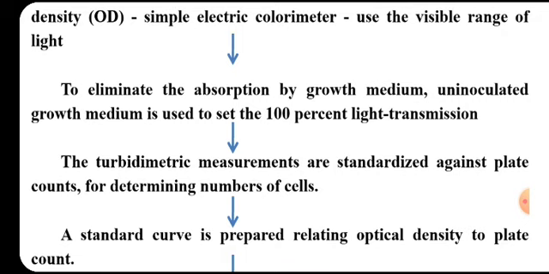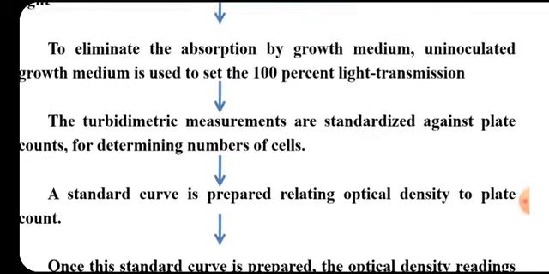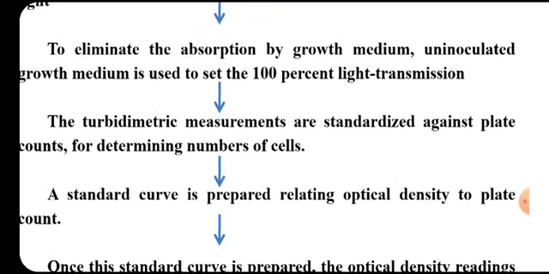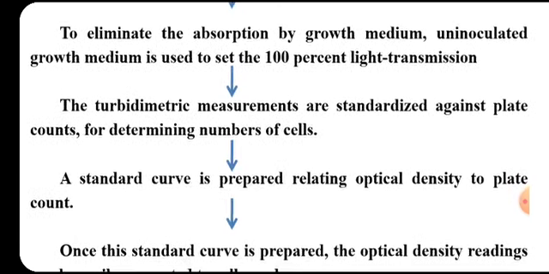So to exclude or to eliminate the absorption by growth medium, there is use of a control. That control is uninoculated growth medium. So when you use uninoculated growth medium to set 100% light transmission, this will help us to eliminate the absorbance by growth medium. Then the turbidity measurements are standardized against plate counts.